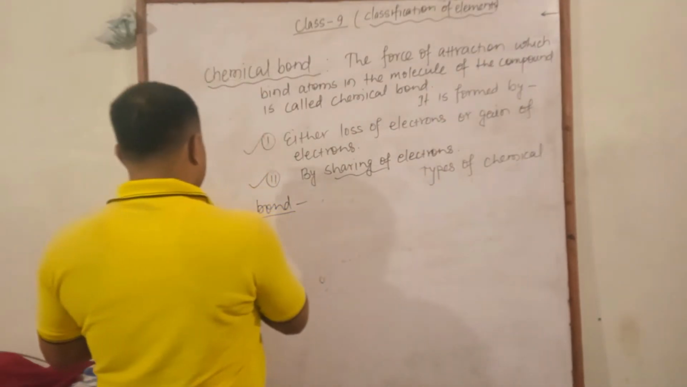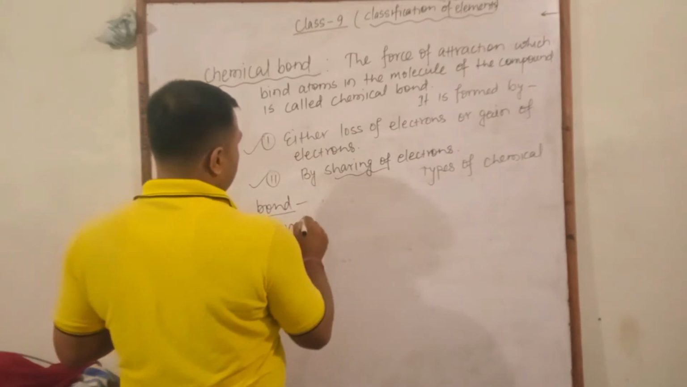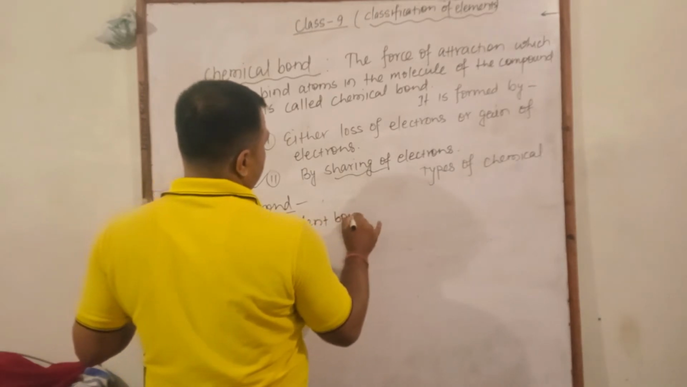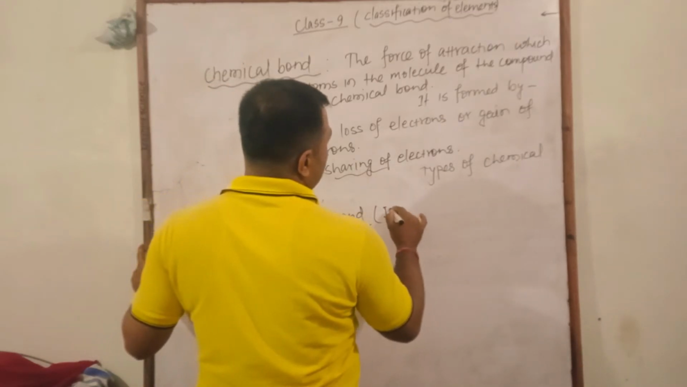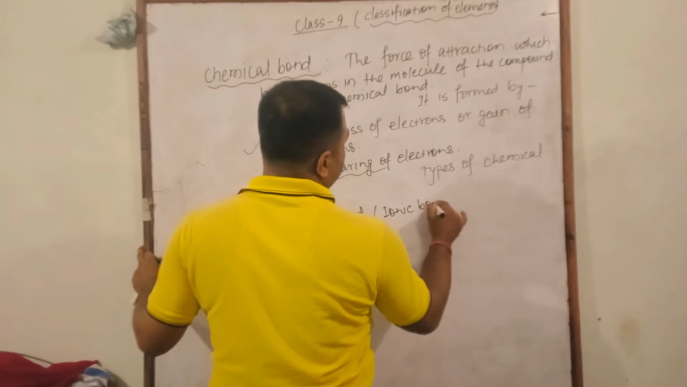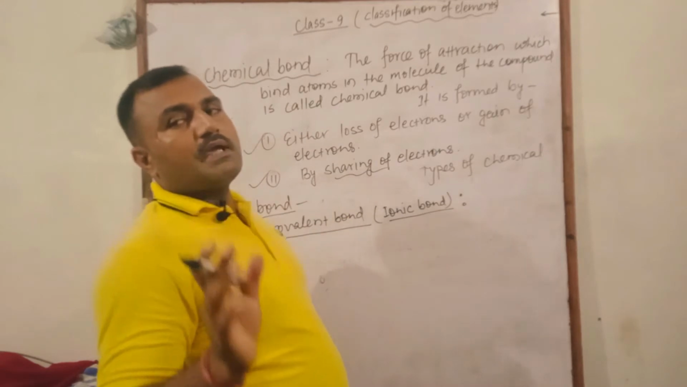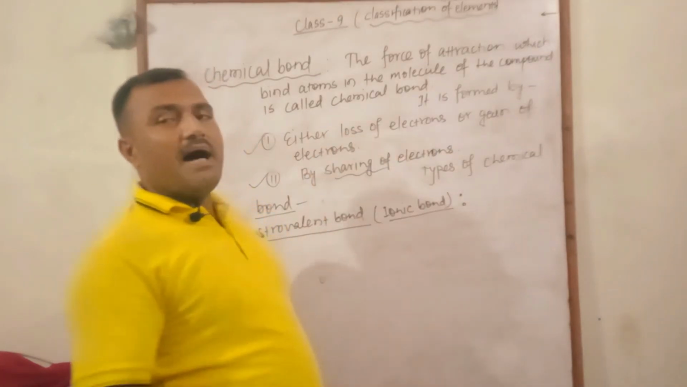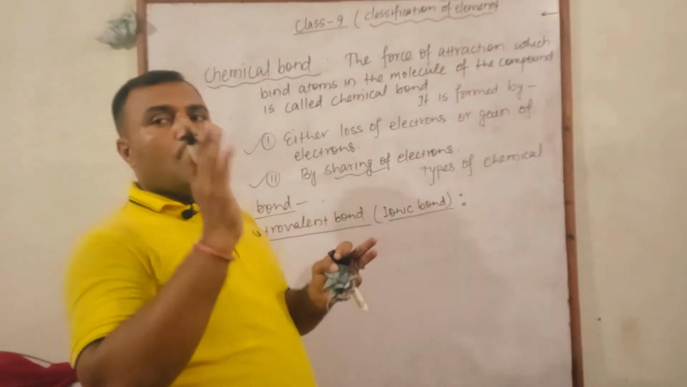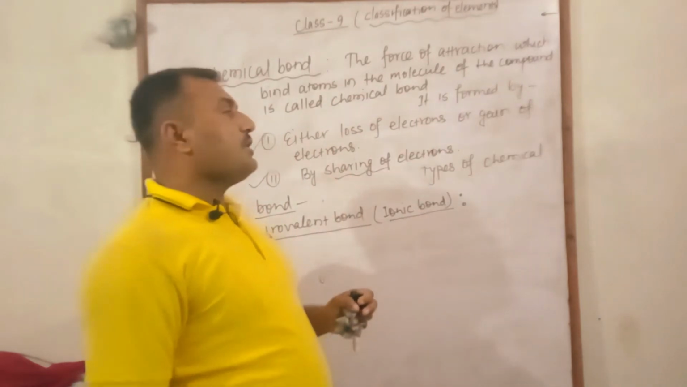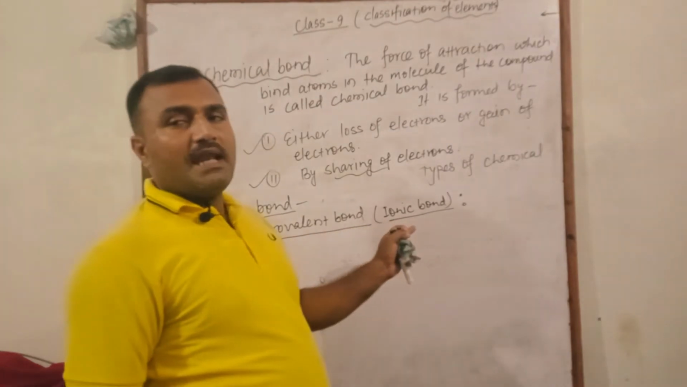The first type of chemical bond is the electrovalent bond. The electrovalent bond is also called the ionic bond. That type of chemical bond which is formed by transfer of electrons, where one atom loses an electron and another gains it, is called an electrovalent bond.